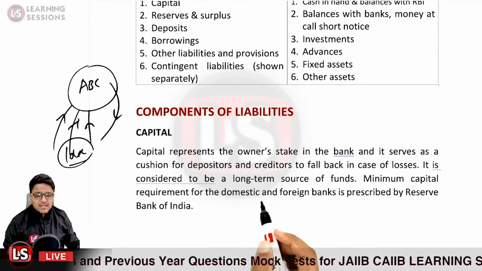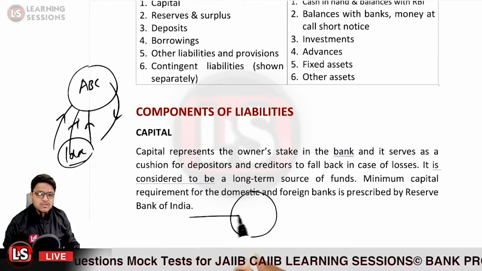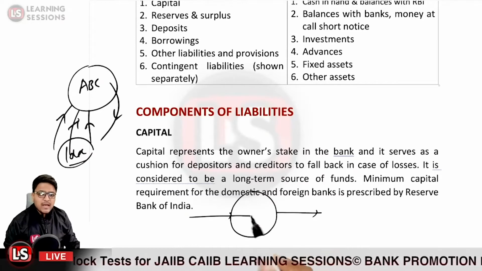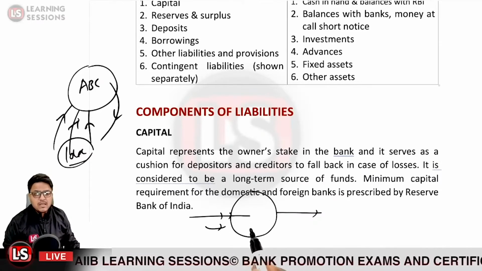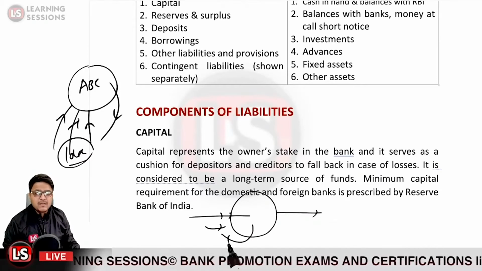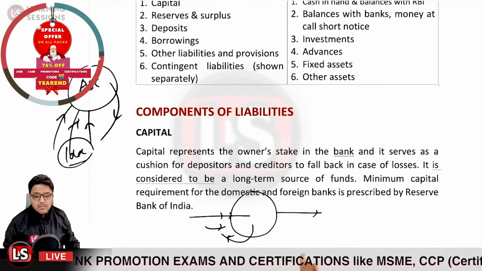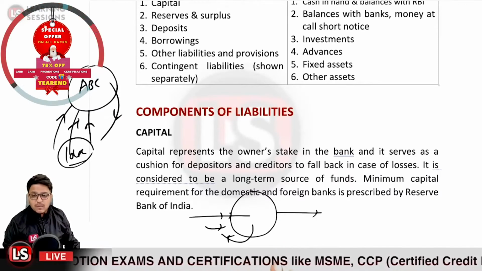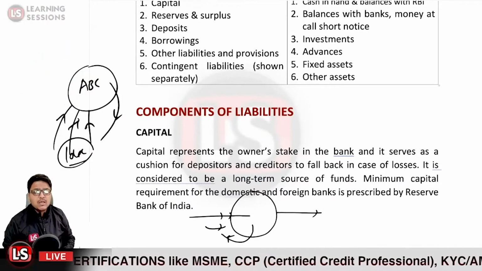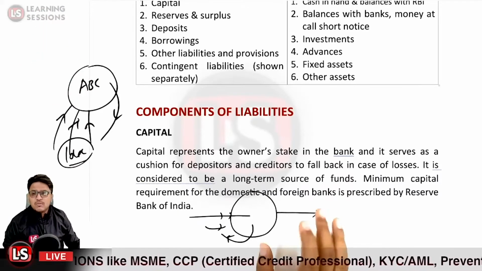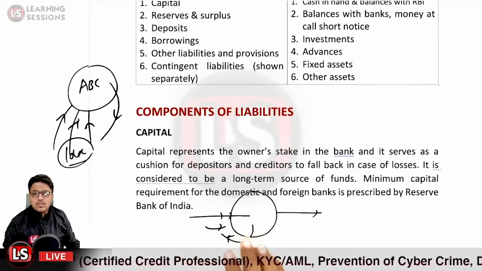The bank is basically working as an intermediary, accepting deposits on one hand and lending on the other. If any demand is raised by a depositor, the bank is to repay it. The bank cannot default in any way, because otherwise it would not be viable for the bank to sustain its operations. Is that clear? So it is considered a long-term source of funds. Capital is a long-term source of funds.